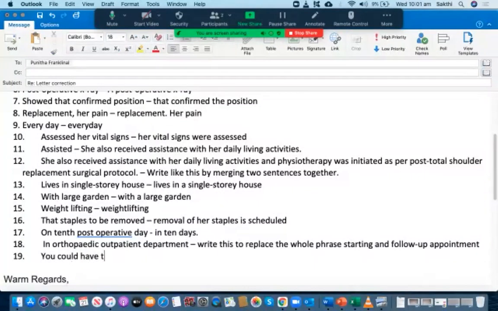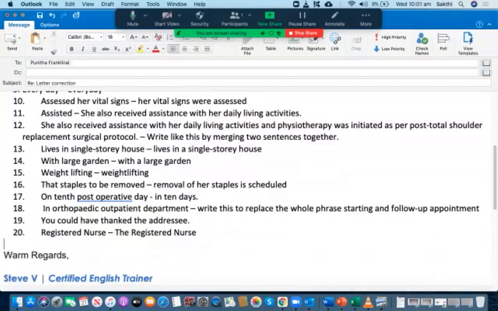So you could have thanked the addressee, all right, and then registered nurse could be written on the registered nurse. Okay, sorry. Yeah, apart from that, it's all good.